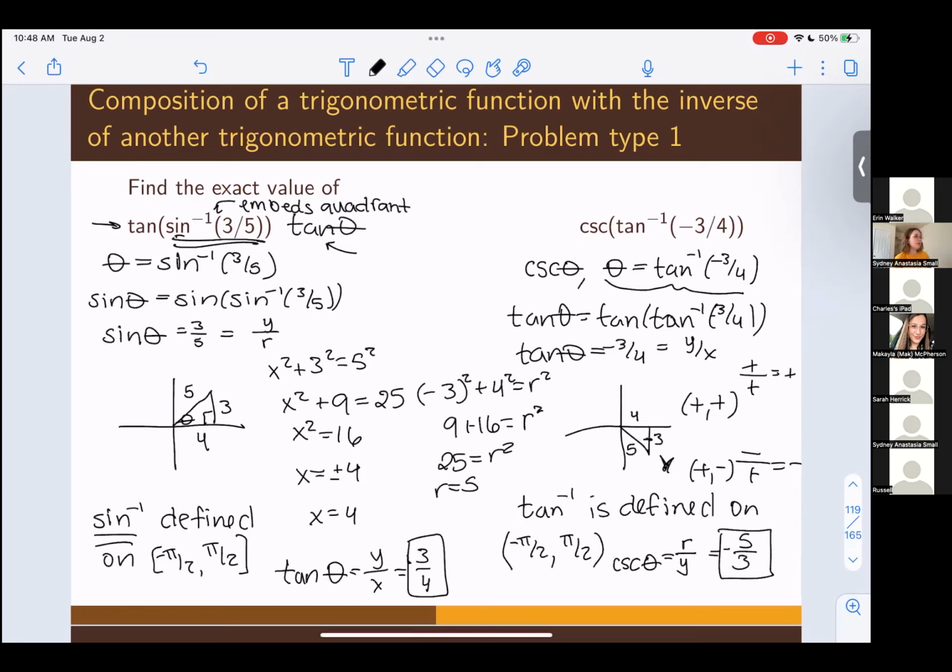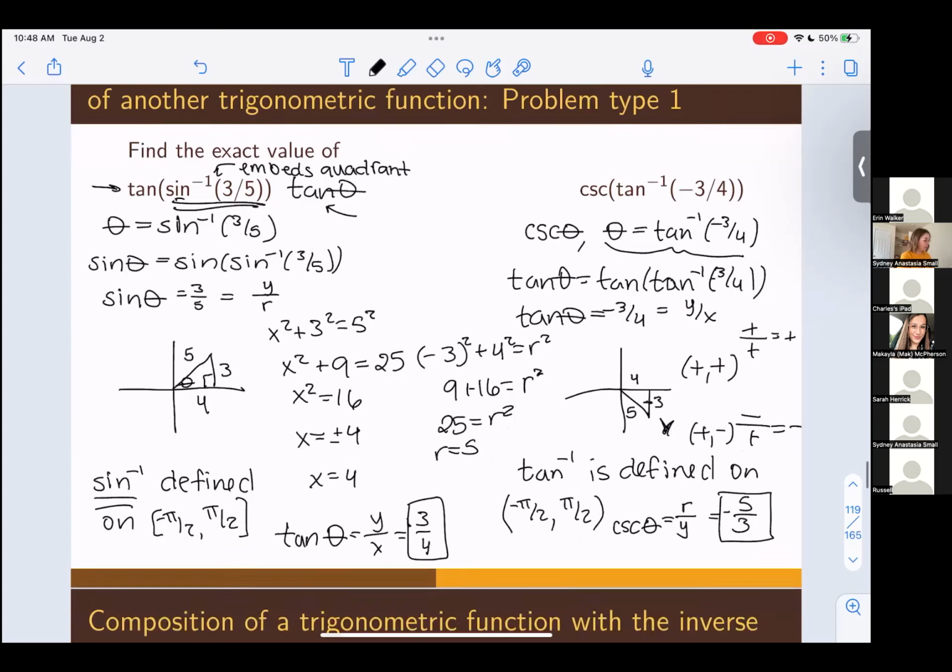Again, you've done this kind of problem before. The only difference is instead of, okay, the tangent of theta is negative 3/4 and you're working in quadrant 4, we're just working with the inverse function, which embeds which quadrant our answer will be in. Questions on this one? All right, these are a little tricky, so let's do one more.